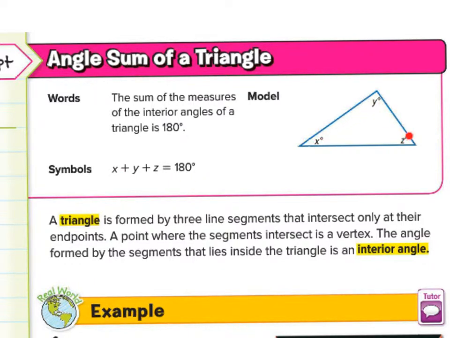So if one of these three is missing, we can solve for it simply because we know that all three have to equal 180 when added. A triangle is formed by three line segments that intersect only at their endpoints. A point where the segments intersect is a vertex. The angle formed by the segments that lie inside the triangle is an interior angle. So these are the interior angles. We have acute, acute, and what seems to be almost a 90-degree angle, I would think.